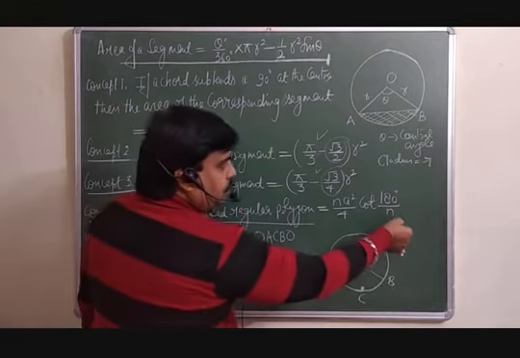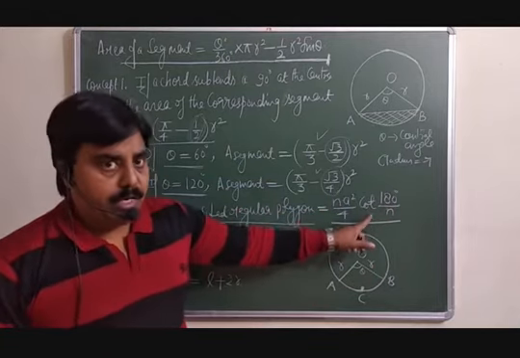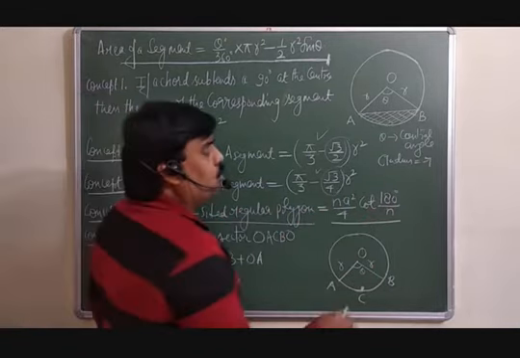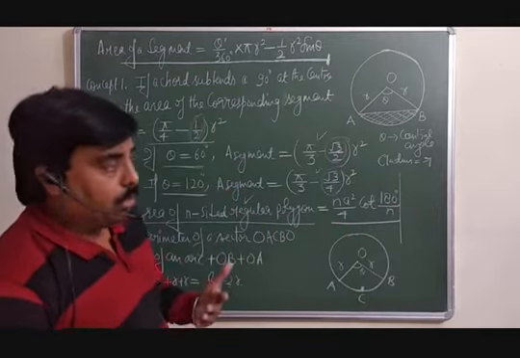Then for that one the formula is n a square by 4 into cot 180 over n. You can apply this formula only. Or one more point is also there, for any regular polygon.